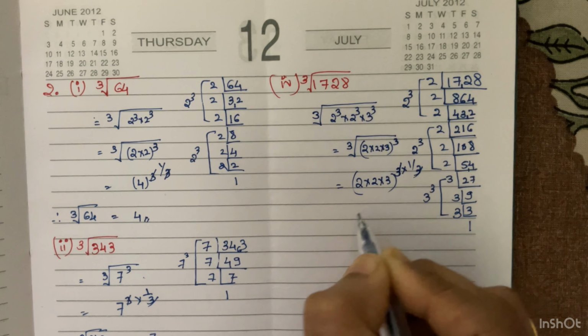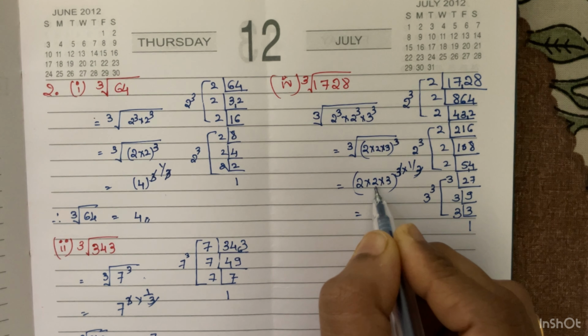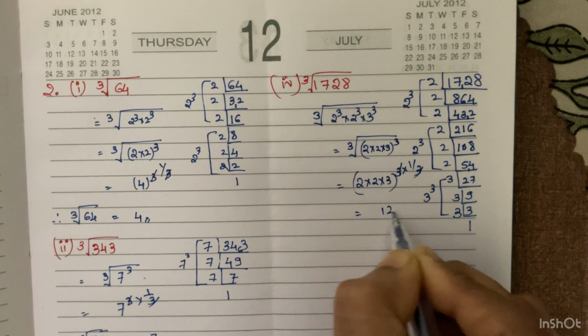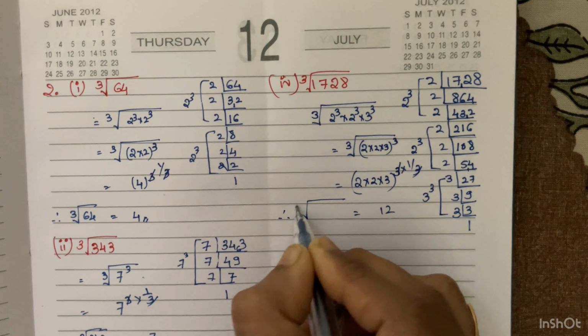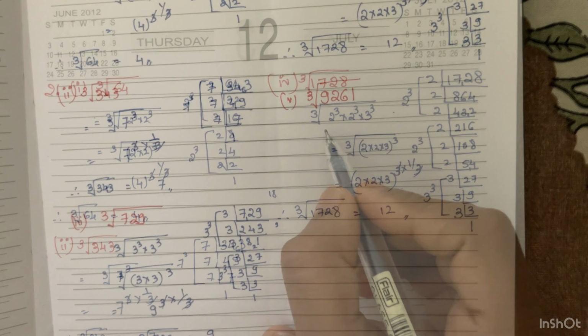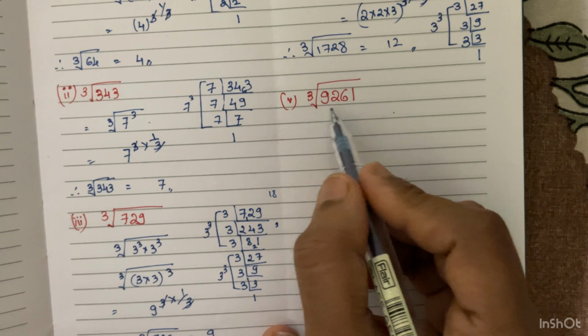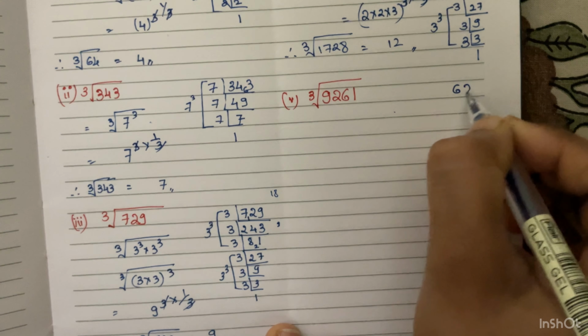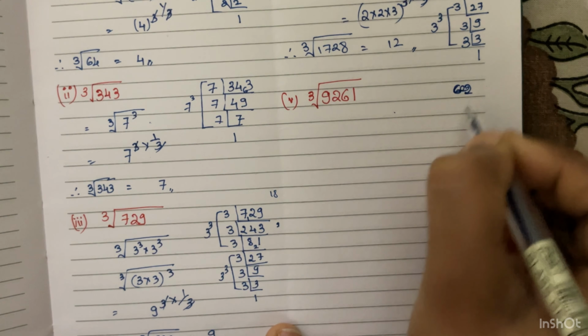Now the 3 and 3 get cancelled. So what is left? 2 into 2, that is 4, and 4 3s are 12. Therefore the cube root of 1728 is 12 here. Next question, cube root of 9261.